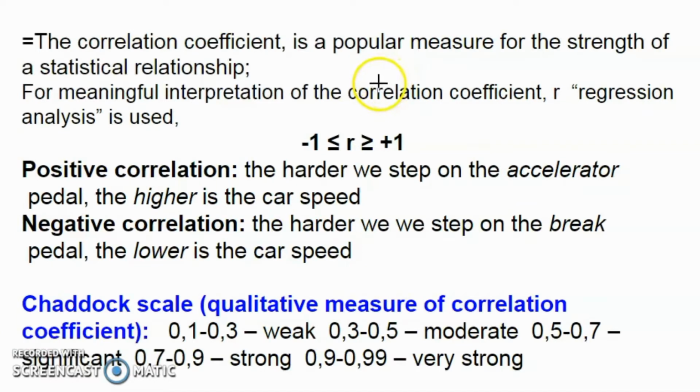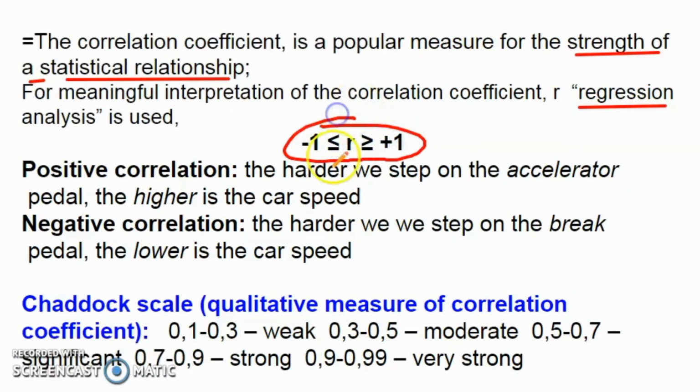The correlation coefficient is a popular measure for the strength of statistical relationship. For meaningful interpretation of the correlation coefficient, R regression analysis is used. R coefficient lies within the range from -1 to +1.